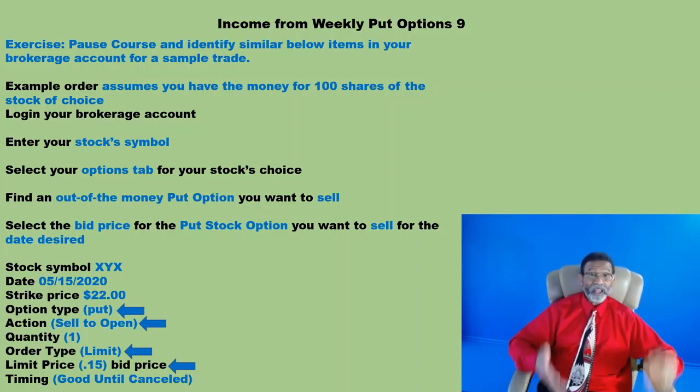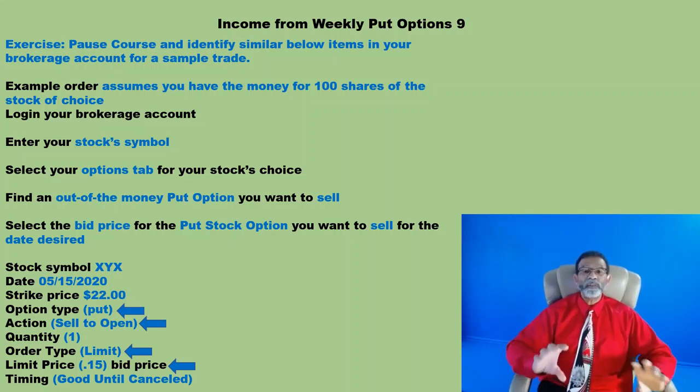And the timing, how long do we want this position to be in place? In this case, I'm saying good until cancel. So if the conditions are met within the time limit of this option, it can execute. So slow down, take a look. This is not to be executed necessarily. This is just an example. So look around in your account to try to find where these particular variables would be if you were to sell a cash secured put option for a stock in which you have the money to purchase 100 shares.